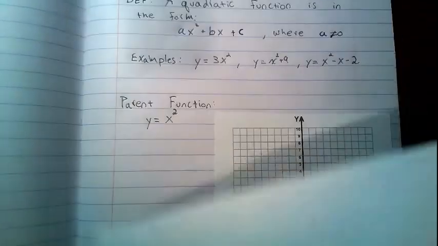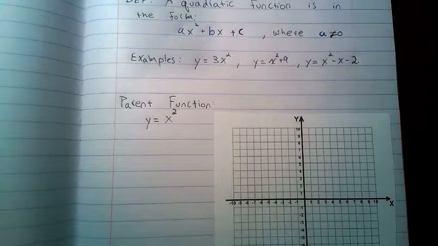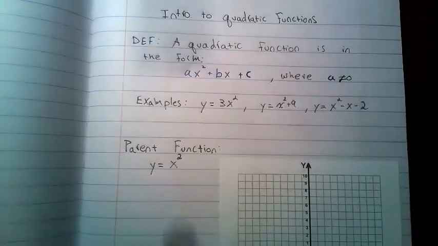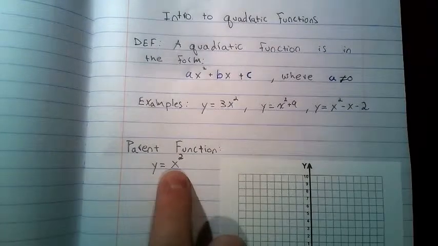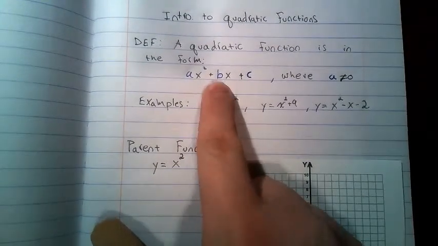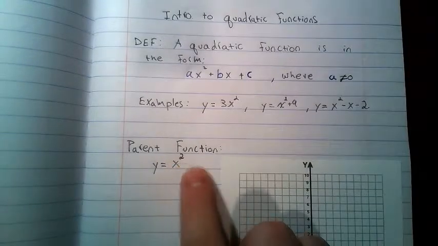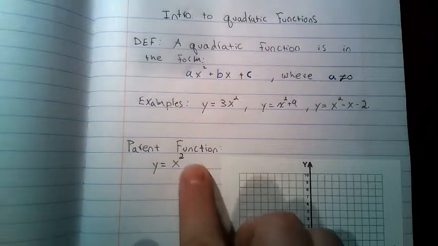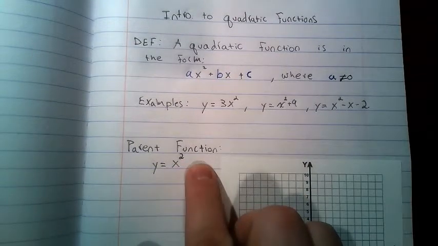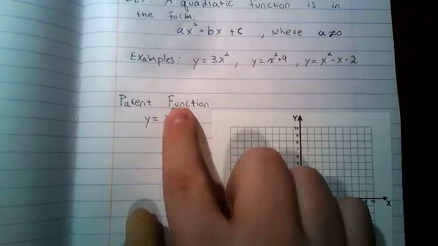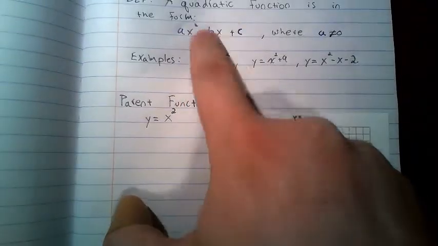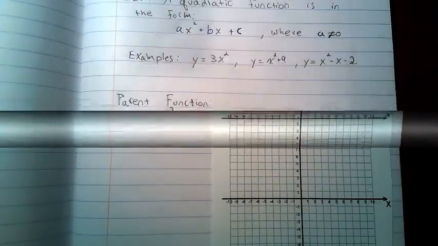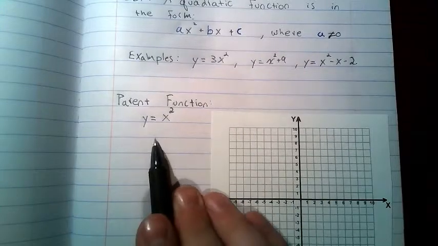So we have what's called the parent function, which is y equals x squared. It's called a parent function because everything stems off this one graph. So if I were to add 9 to it, it would be this graph plus 9. If I were to add a 3x here, it would be x squared, and then 3x would change it a little bit. So we always start with x squared, and everything we start adding around it changes that shape. So let's graph the parent function.